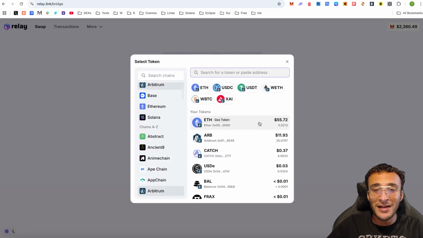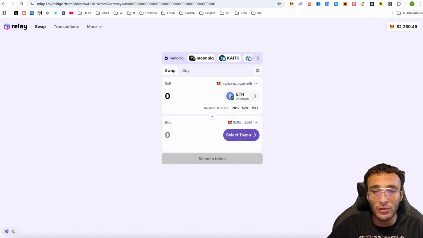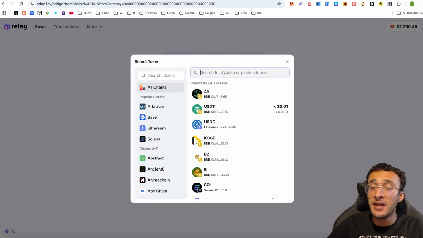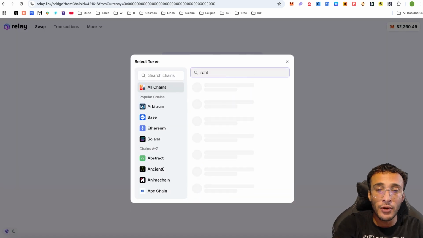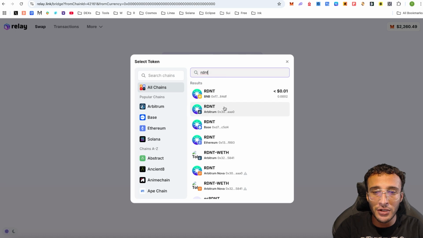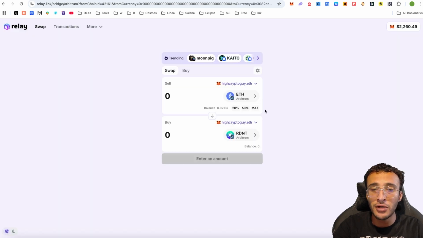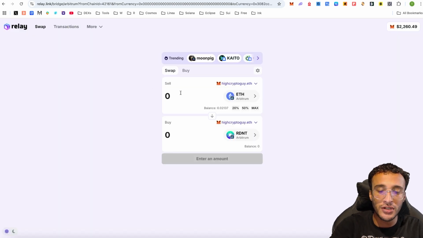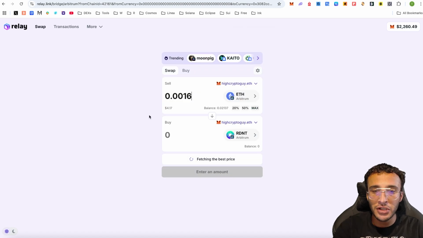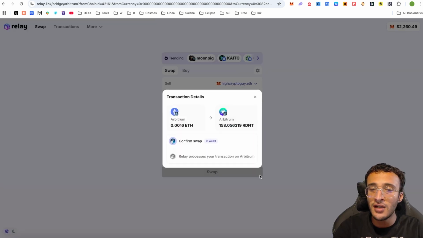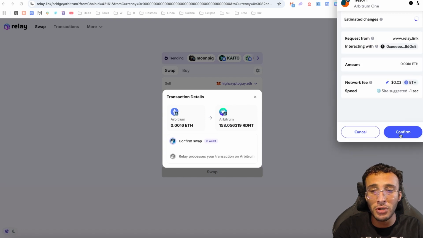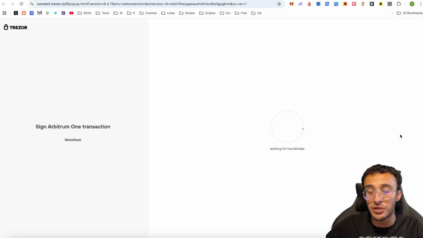Now I want to choose my ETH tokens in order to swap into RDNT, the native token of the Radiant Capital protocol. So when I type in RDNT, you can see the network choices I have. I'm going to choose the Arbitrum network, and I'm going to choose an amount to sell. So let's just say I did another $4. I'm going to get 158 RDNT tokens. Fantastic. I know it's not that much volume, guys, but of course it is a transaction.